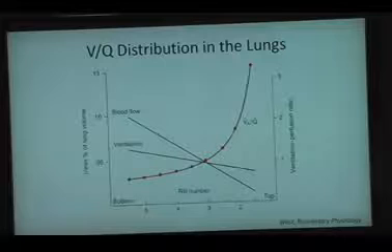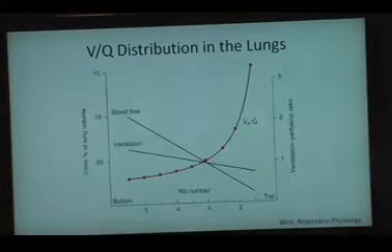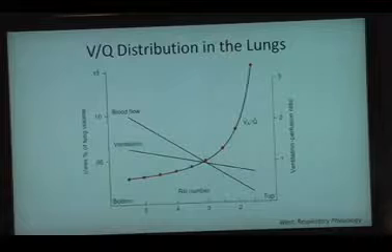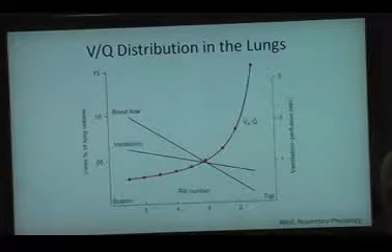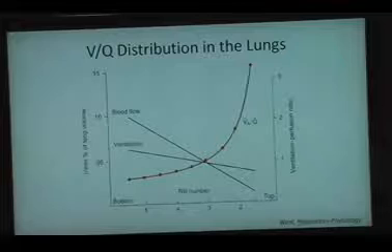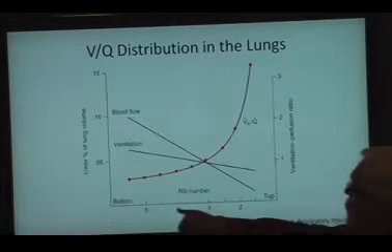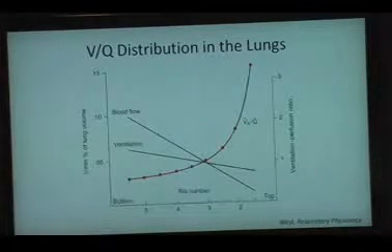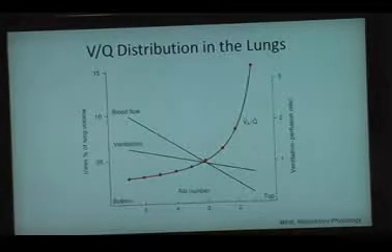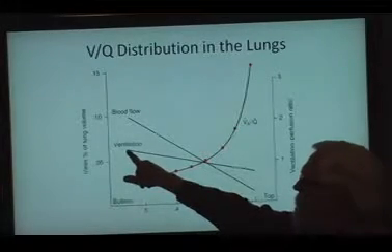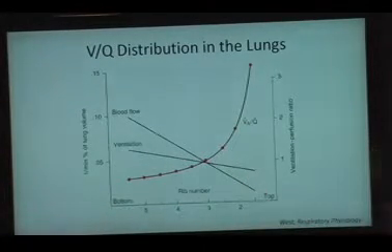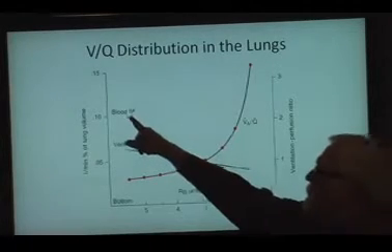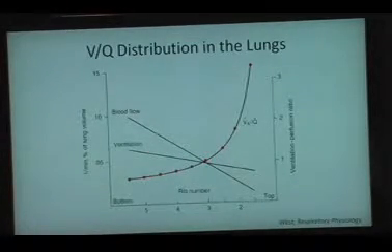Now we introduced the concept of VQ, and it turns out that VQ distribution in the lungs is not uniform, even in normal people. Normally there's more ventilation at the bottom of the lung than at the top of the lung. We'll explain the reason for that when we talk about respiratory mechanics a couple of sections down the road. So we are all, right now, ventilating the bottom of our lungs more than the top. There's also more blood flow to the bottom of the lungs than to the top. That's a gravity effect.